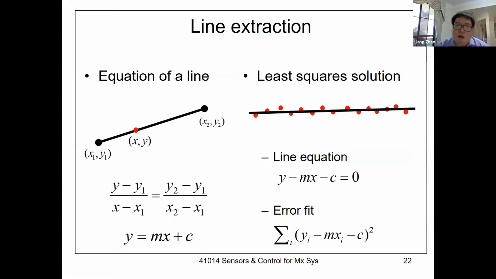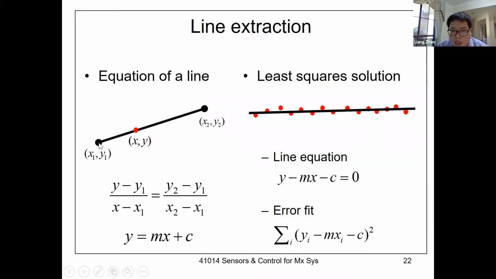All right. So what we can do is detect the line something like this. First, you need to know the equation of a line. Suppose we have a point on the line, (x, y), and two endpoints, (x1, y1) and (x2, y2). The tangent of this segment can be calculated by (y minus y1) divided by (x minus x1), and the tangent of the other segment can be calculated by (y2 minus y1) divided by (x2 minus x1).